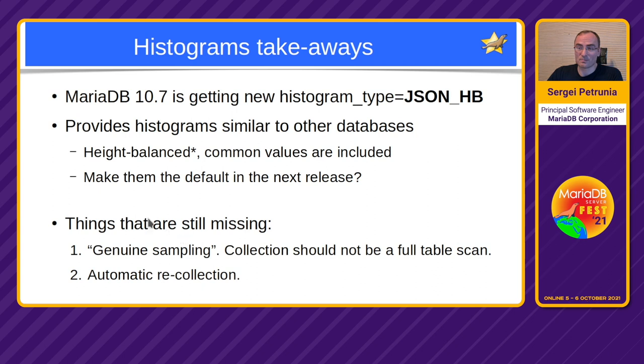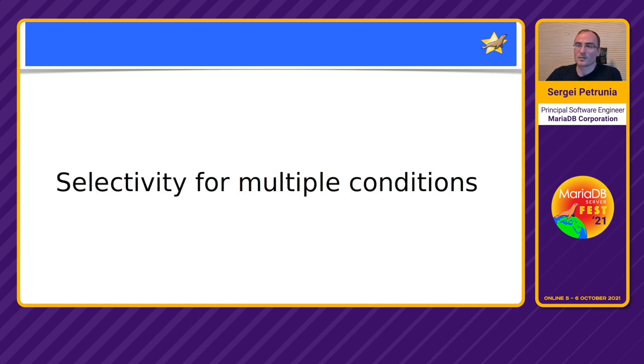Things that are still missing, I think: number one is genuine sampling. If collection was cheaper, it would be nicer. And if we had a cheap histogram collection, we could enable automatic histogram recollection. At the moment, we don't do it, the primary reason being that it's expensive. You don't want sudden spikes of workload on the server. Okay, that's for histograms.